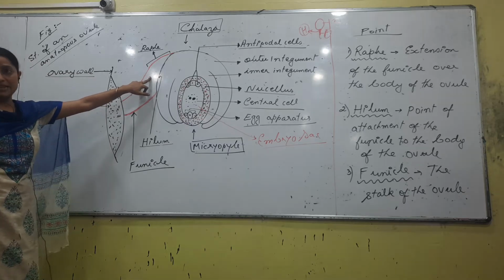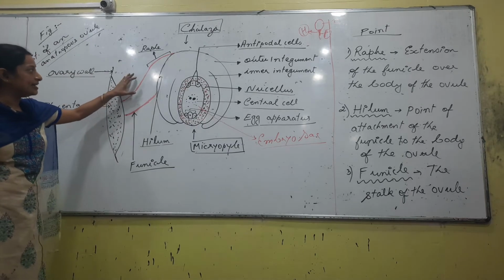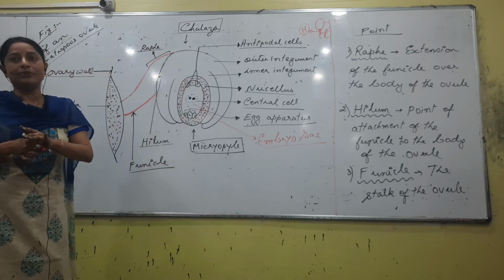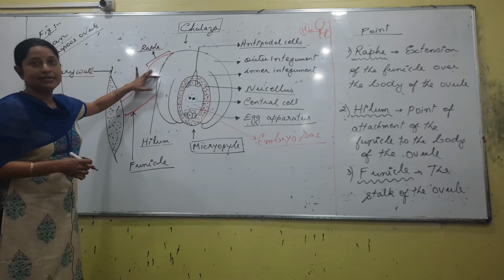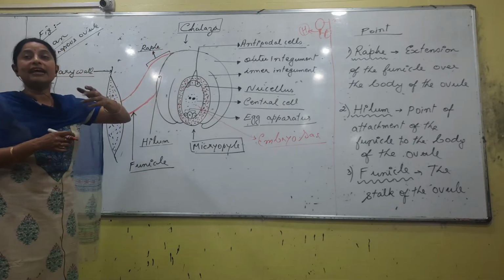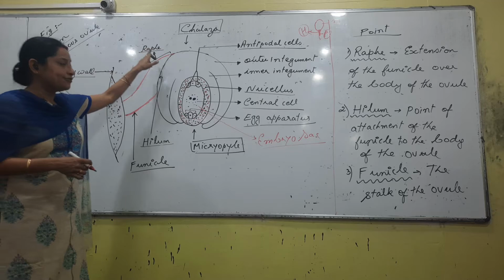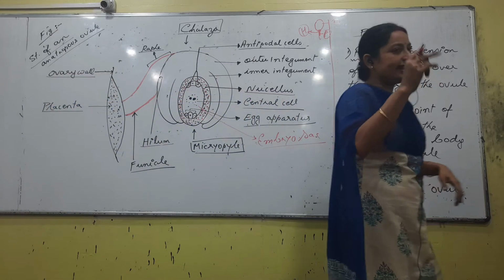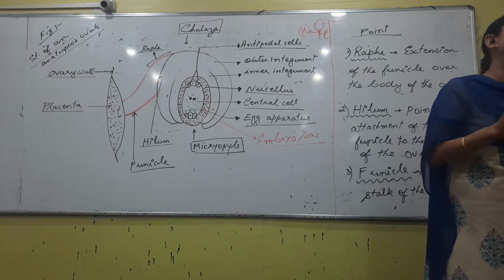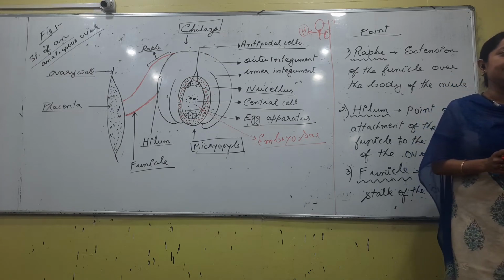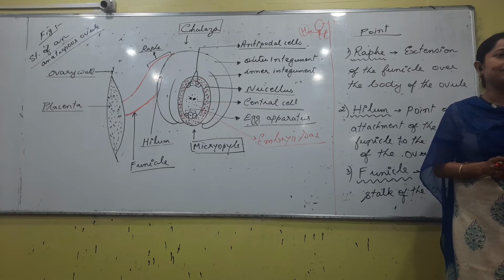What is raphe? Sometimes the funicle, one portion of the funicle, covers the ovule at a particular area. The funicle was attached at one point, but it grows alongside, overlying or surrounding the ovule. That area is called the raphe. If you are talking about a seed, what we see in a seed is a ridge-like structure. What is ridge? Ridge and furrow.